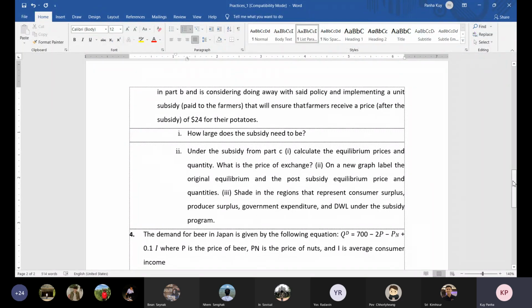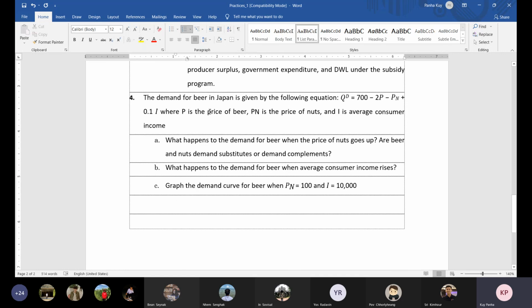And lastly, there is the last exercise. We have the demand for beer in Japan given by these equations, where we know that R is the income, P is the price of beer, and PN is the price of the other good. This one should be 0.1 R, okay? Sorry. Why is it like this? Oh, maybe it is in the equations. You're right, it is in the equations. So okay, that was the last one.